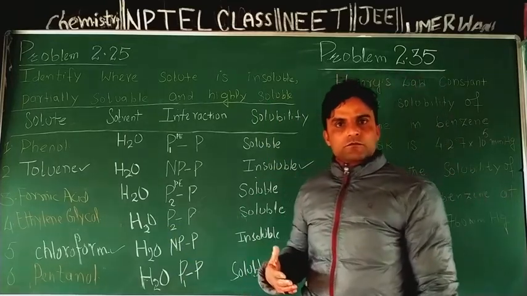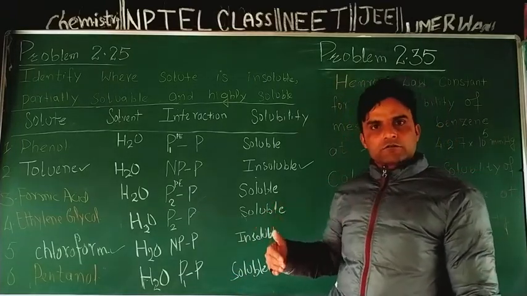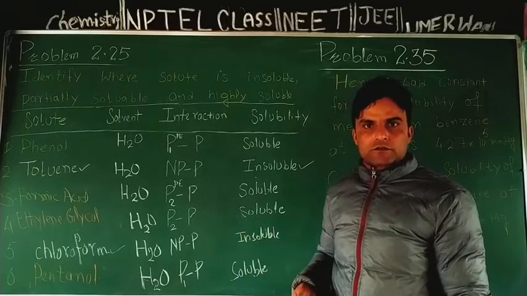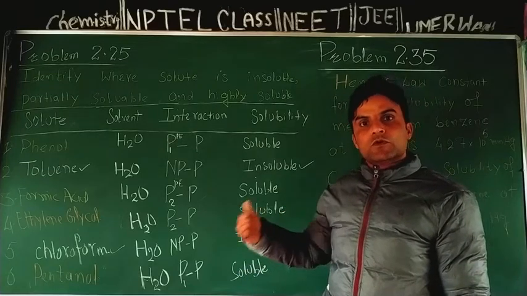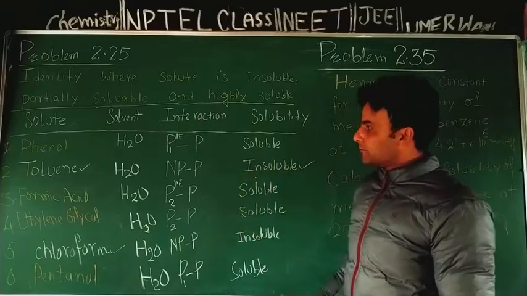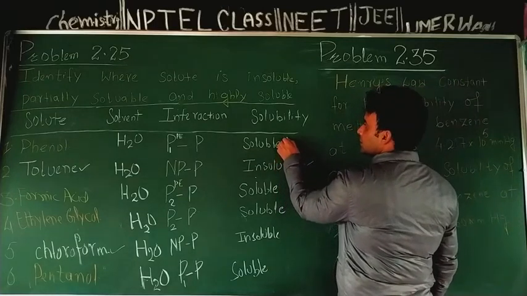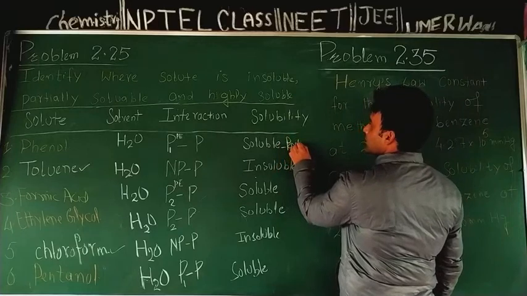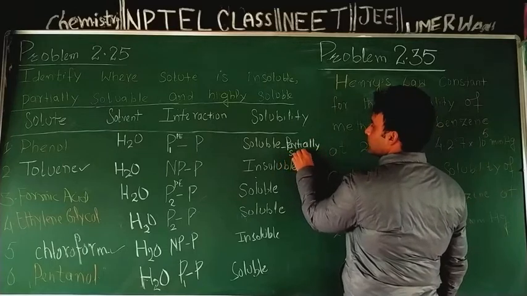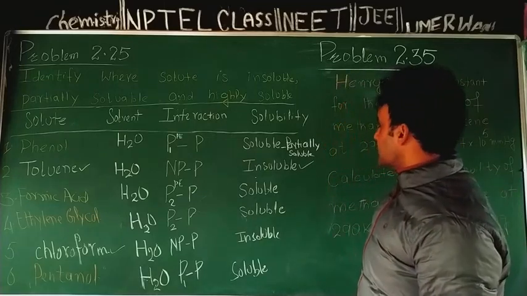The one that is a more potential electrolyte will have more solubility in water than the one which is a weaker electrolyte, which has less potential as an electrolyte. And electrolytes will be more polar than those which are not electrolytes but are polar in nature. On this basis, I will say phenol is partially soluble because it is a less potential electrolyte than formic acid.